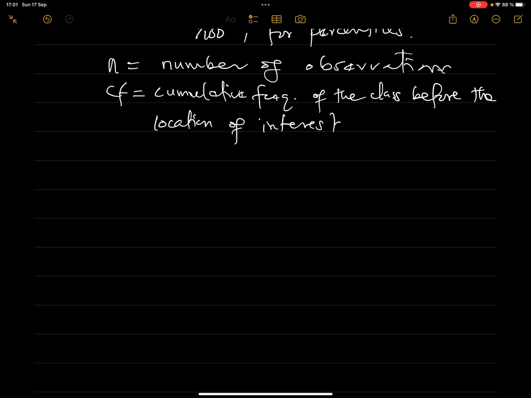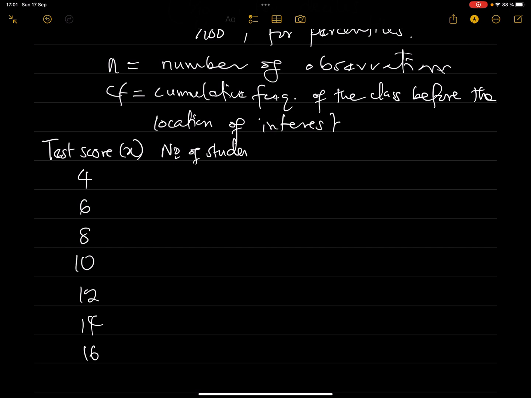The test score, you can call it X if you like. We have 4, 6, 8, 10, 12, 14, and then 16. I'm reading directly from the previous table. What about the number of students? Where you have it to be frequency. So we have 2, 5, 3, 2, 1, 4.